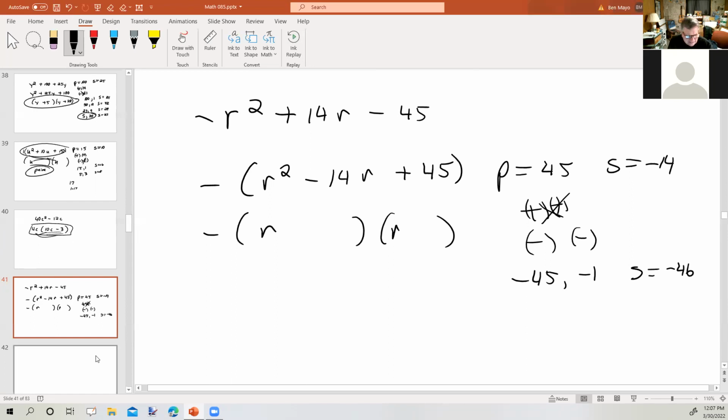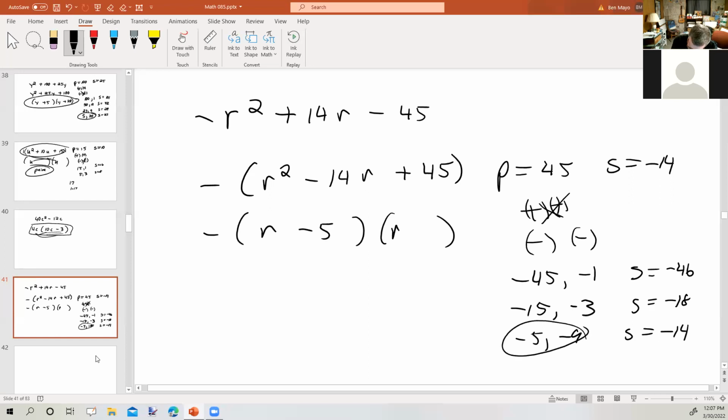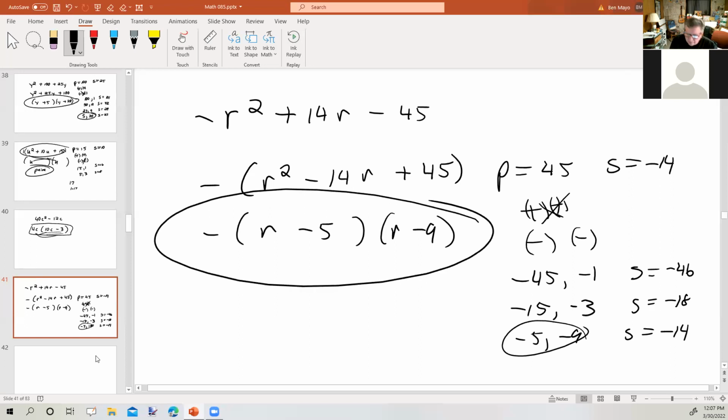45 isn't even. I can't take a 2 out, but I could take a 3 out. So negative 15 and what? Negative 3. That would still give me a product of 45, but it would give me a sum of negative 18. Let's see. I could take another 3 out. This would be a negative 5 and a negative 9, and that would give me a sum. Oh, there you go. So minus 5 and minus 9, and there's the final answer.